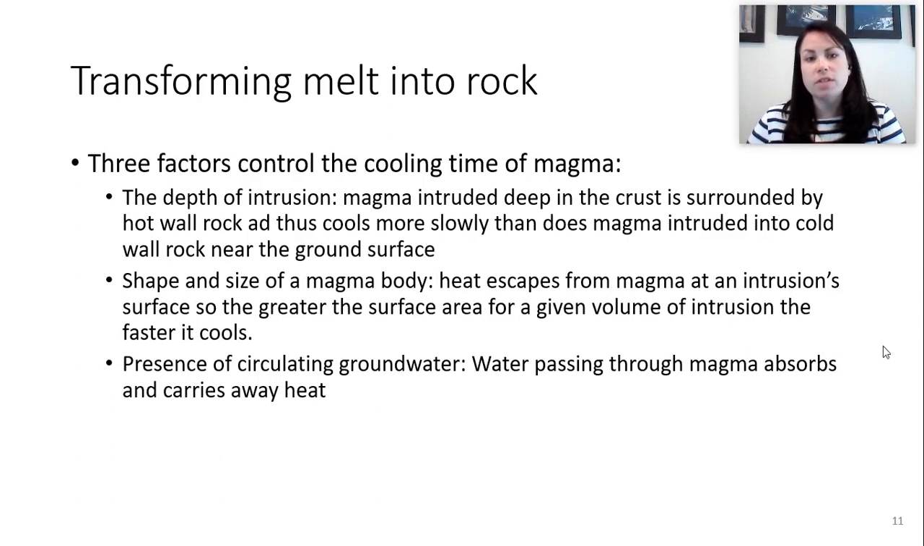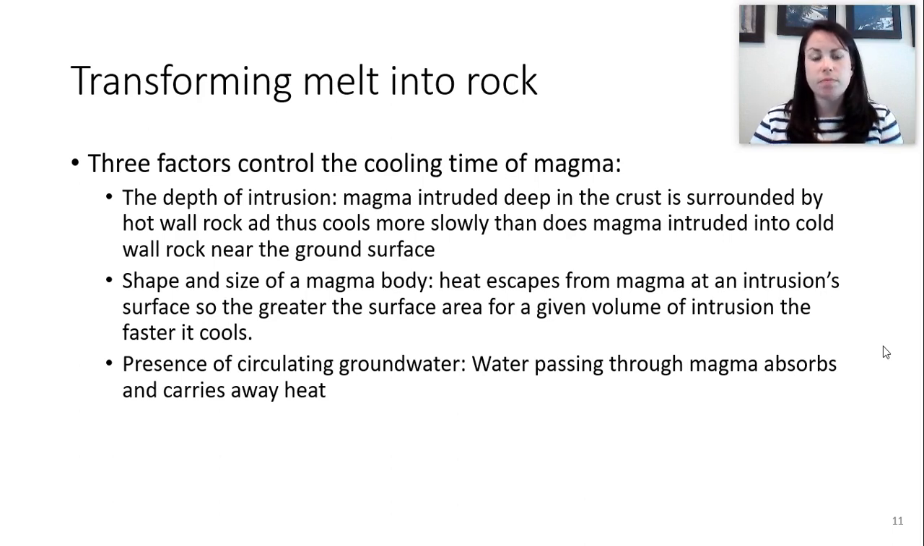So there are a few factors that can control the cooling time of magma. First is the depth of the intrusion. Magma intruded deep in the crust is surrounded by typically hotter wall rock, and it cools more slowly than magma that is closer to the surface. Again, temperature increases with depth. Closer to the surface, it's cooler; the further down you are, the hotter it is. So intrusive rocks at further depth take a little bit longer to cool because there's still a lot of ambient heat.